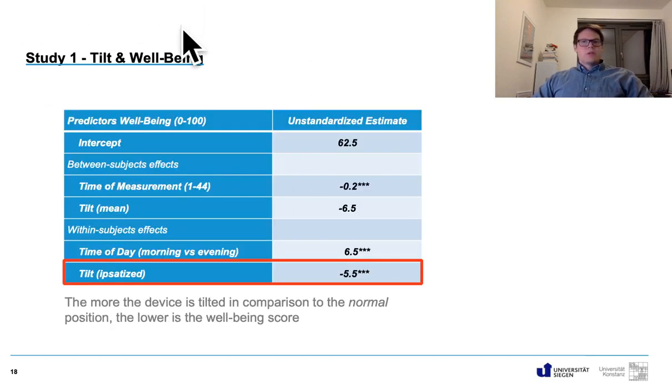In the first study of the paper, we found an association between the smartphone tilt and well-being for the ipsatized data, so within person effect, meaning the more the device was tilted in comparison to the normal position, the lower was the well-being score within each person. So if a person holds the smartphone in normal position and then it's tilted more at a certain point in time, there's also a higher chance of that person having a lower well-being, which was overall a small effect, which is to be expected. We then conducted a second study and tried to replicate this effect.